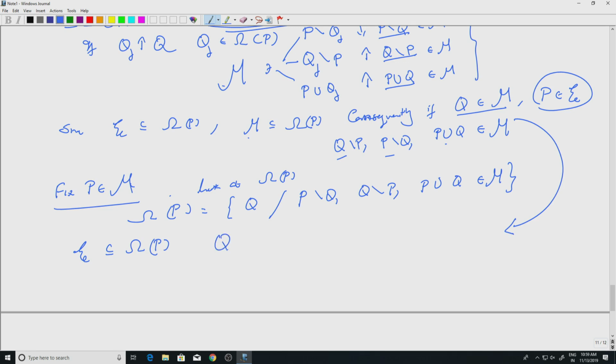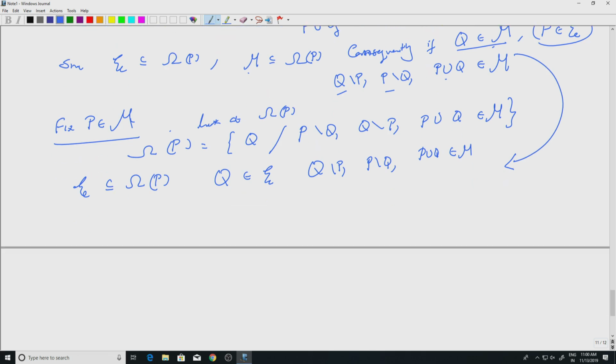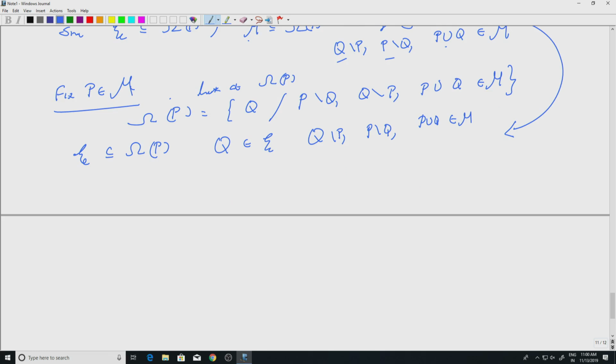If I take Q in E, then I know that Q minus P, P minus Q and P union Q are in M. Here one set is in M, the other set is in E, that is all that is needed. So now script E is in omega p. Omega p is a monotone class, we have already seen.